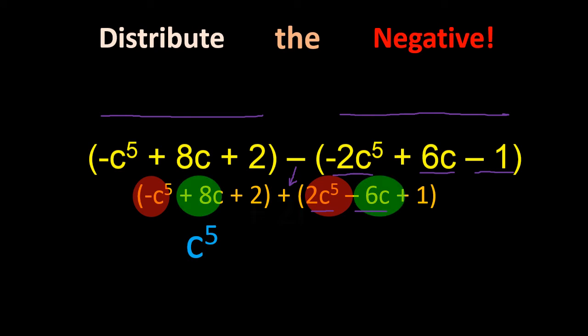The second pair of like terms, we have 8c and negative 6c. By combining these two together, I'm going to have 8 minus 6, which is 2, and the variable doesn't change. It's c, so combining 8c and negative 6c will give me 2c. And the last pair of like terms is 2 and 1. Combining 2 and 1 together will give me 3.